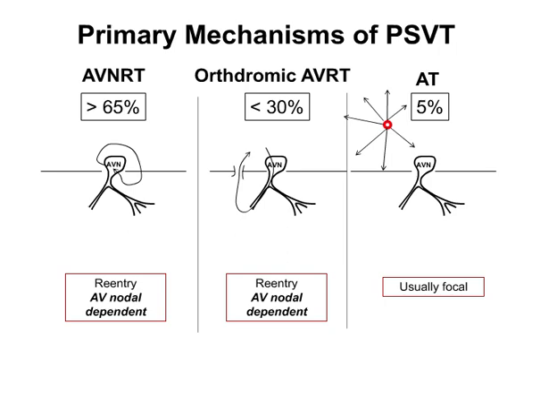Orthodromic AVRT uses everything. It uses the atrium, the AV node, the His system, the ventricle, an accessory pathway, and then it gets back to the atrium. Whereas AT only uses atrial tissue, so it doesn't care what happens in the AV node, in the His system, or in the ventricle. These are the important differences in the mechanisms that we exploit when we're trying to figure out what these tachycardias are.